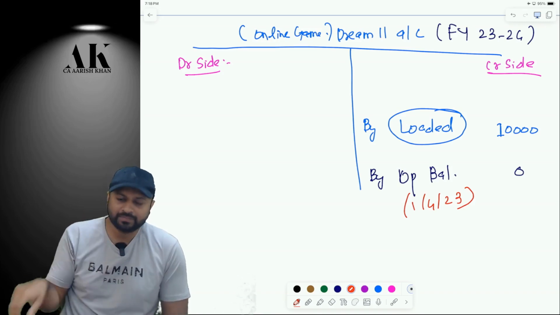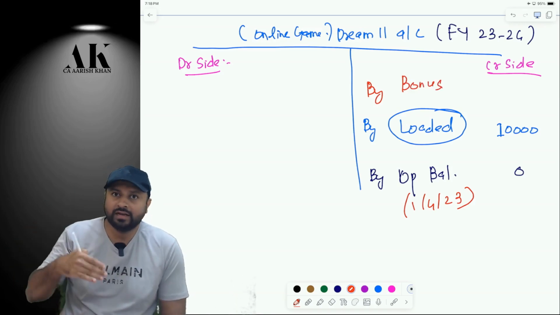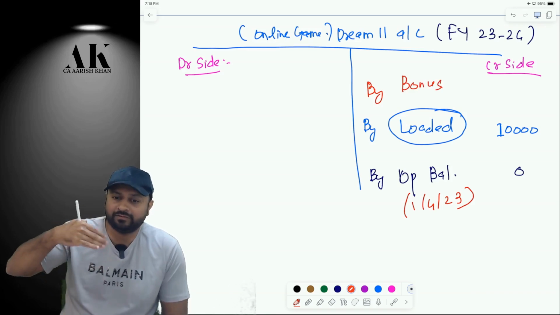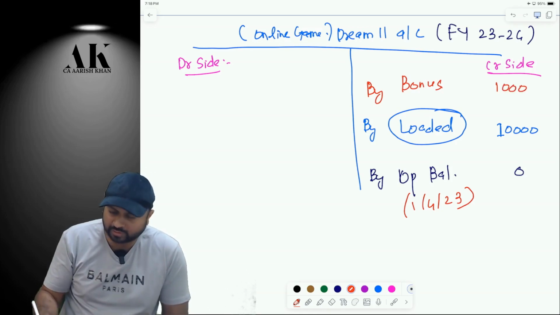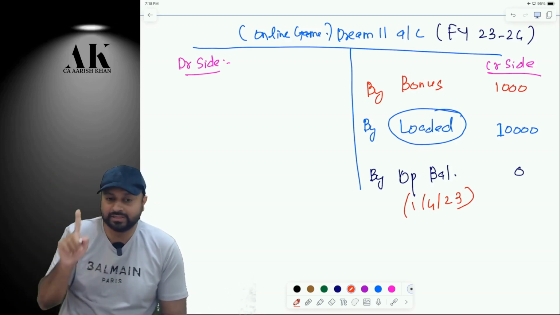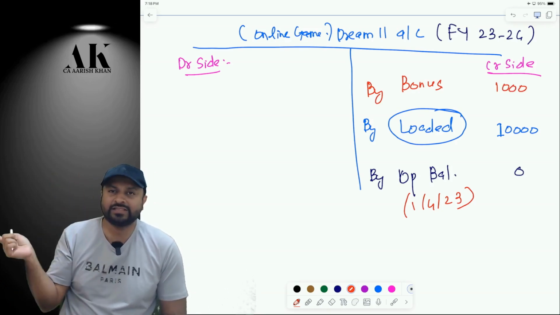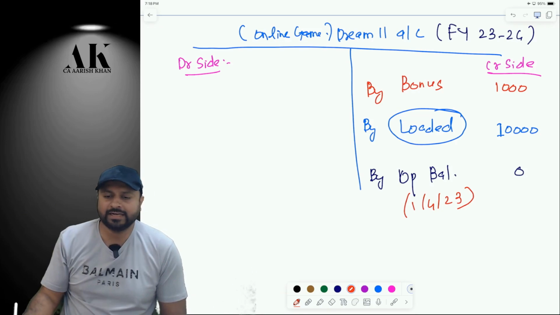To tempt you, they will give you some bonus. What they will give you? Some bonus amount. They will say, if you play Dream 11 before 30th September, we are going to give you 1,000 rupees bonus. So that can also be loaded in your account. This 1,000 is not your money. It is, you can say, a gift from Dream 11. It's an incentive from Dream 11 to you.